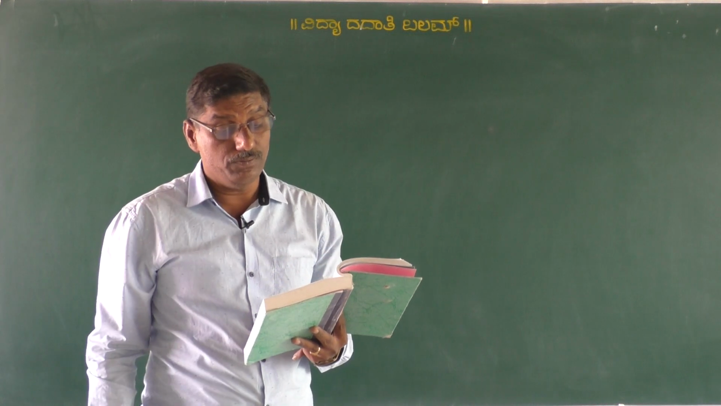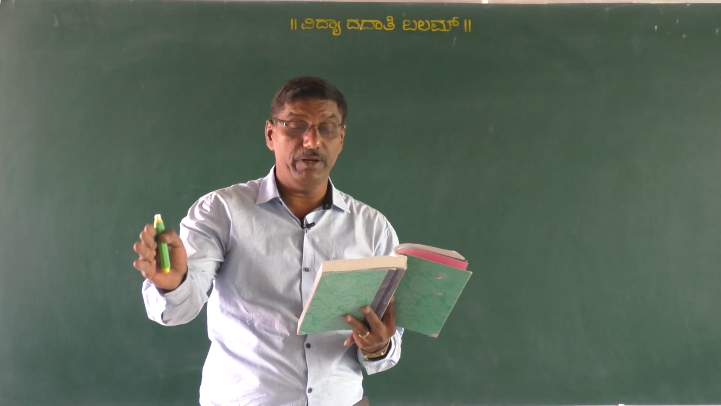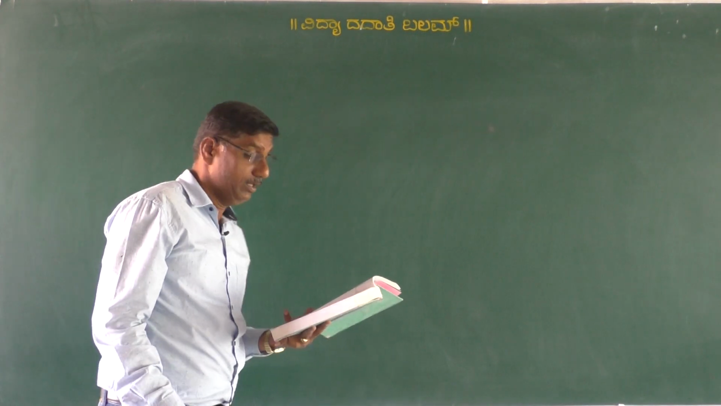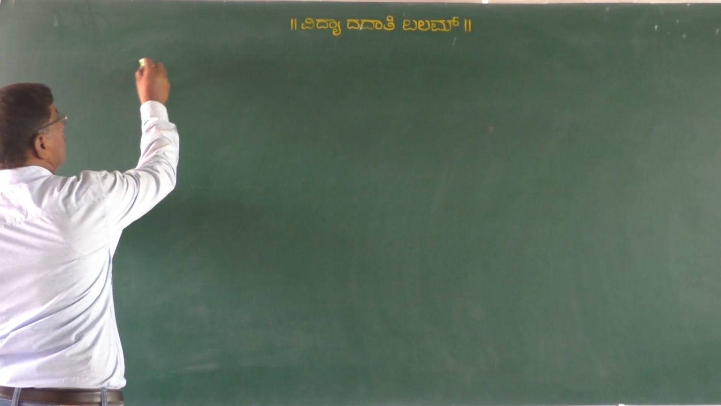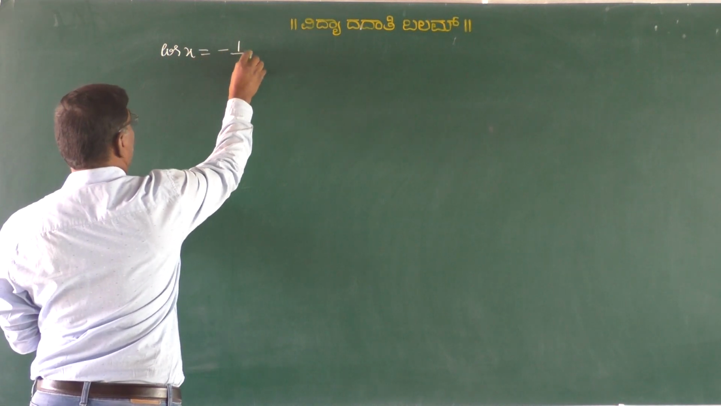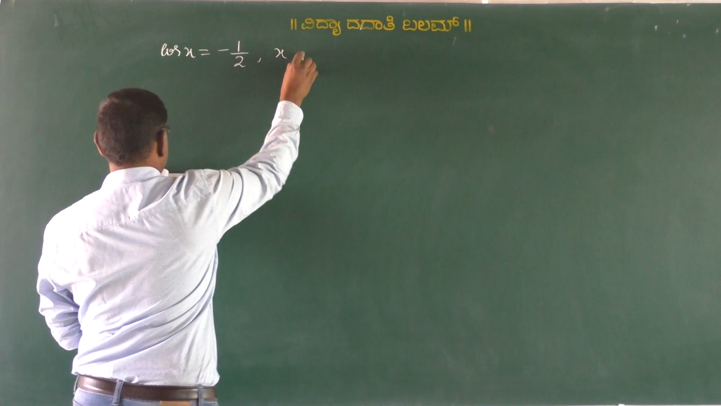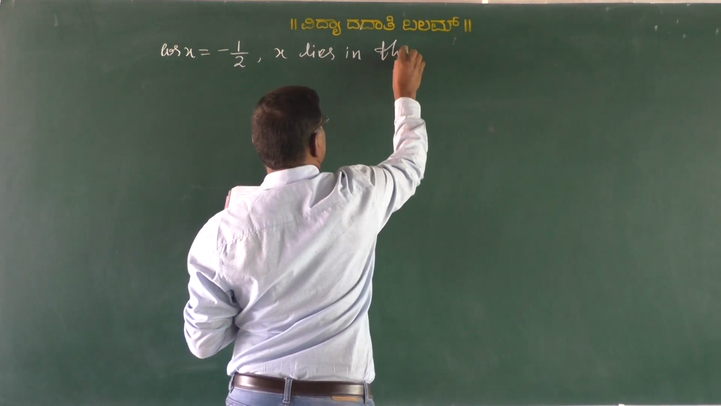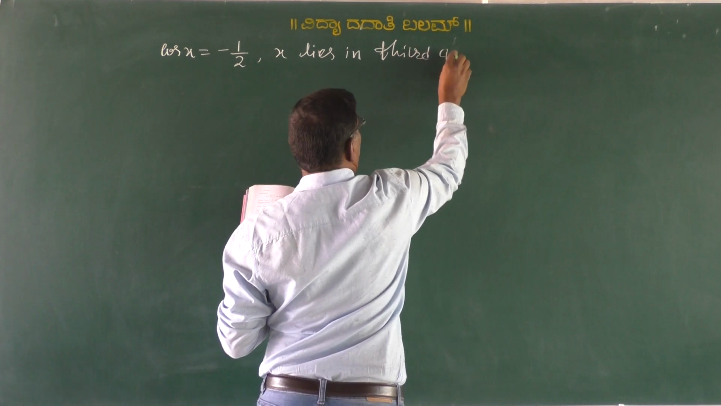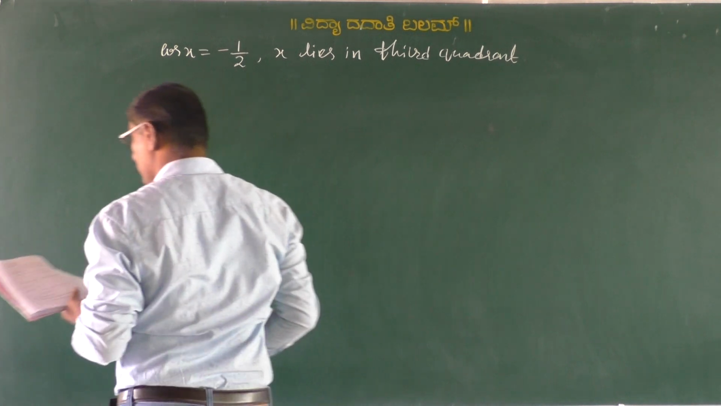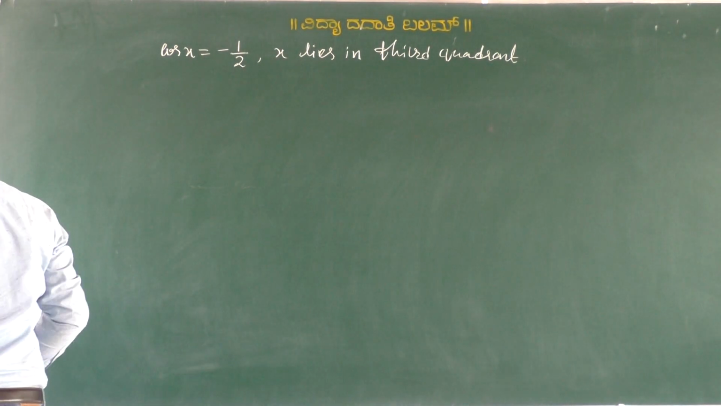Find the values of the other 5 trigonometric functions. Given cos x is equal to minus 1 by 2, x lies in the third quadrant. This is the problem, my dear students.